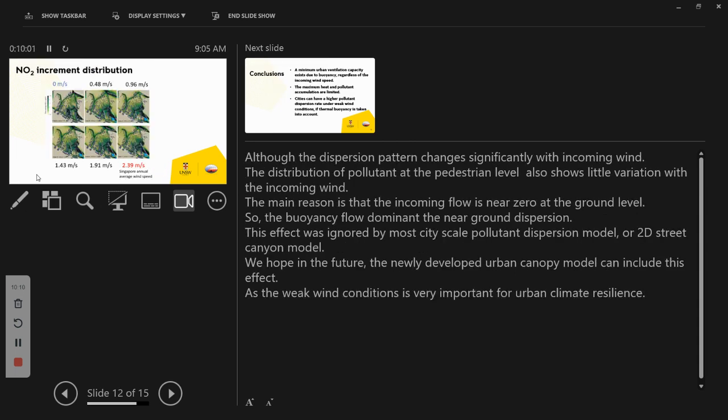Although the dispersion pattern changes significantly with the incoming wind, the distribution of the pollutant at the pedestrian level shows little variation with the incoming wind. The main reason is that the incoming wind is near zero at the ground level. So the buoyancy flow dominates the near-ground dispersion. This effect was ignored by most city-scale pollutant dispersion models or 2D street canyon models. We hope in the future the newly developed urban canopy model can include this effect, as the weak wind condition is very important for urban climate resilience.